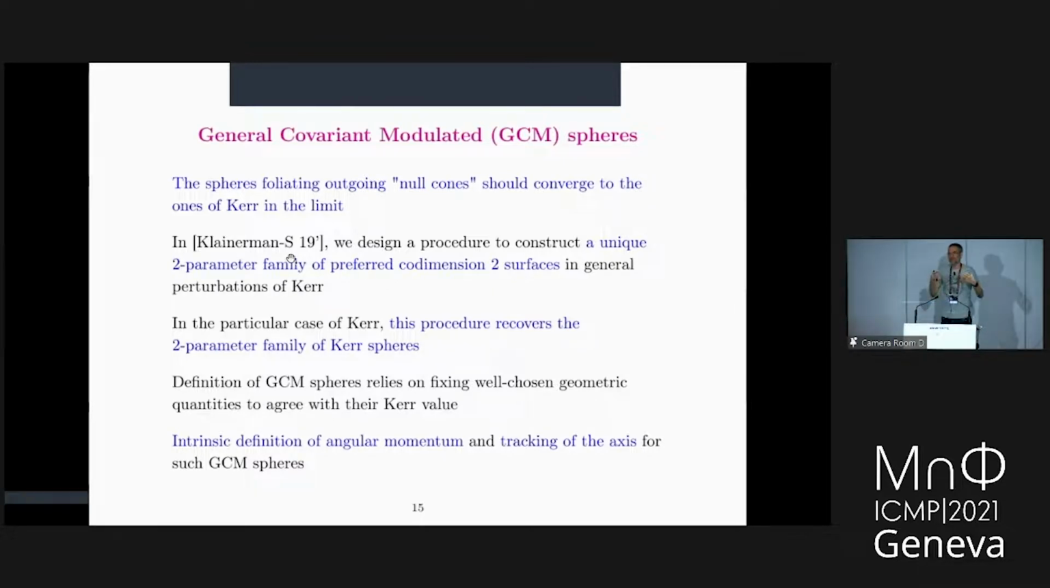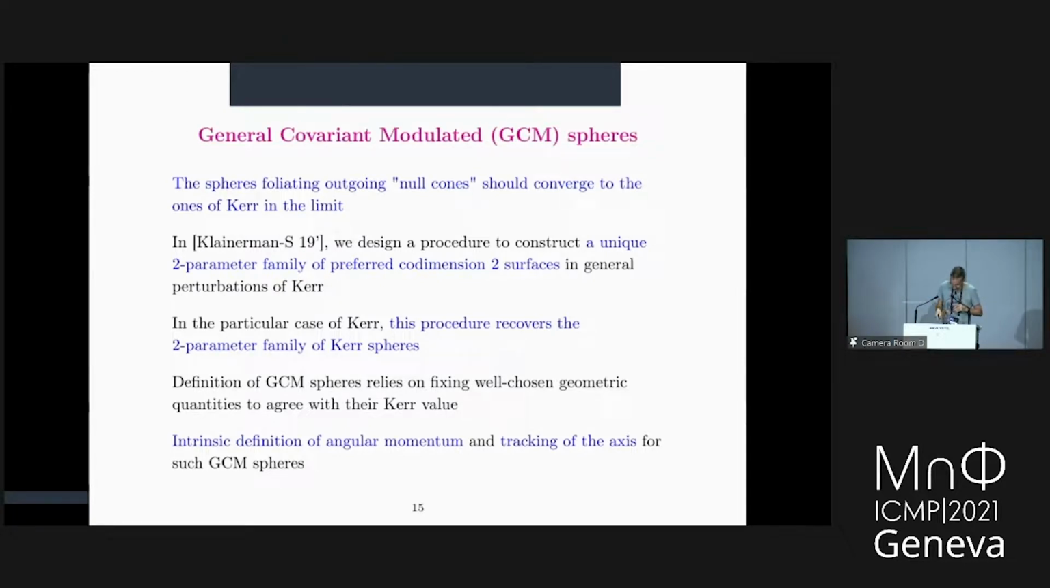I am in perturbation of Kerr. Of course, I lose the exact spheres of Kerr, but I want to find an analog of the two-parameter family of Kerr, parameterized by T and R. I want to find, in fact, for us, it's U and R, but that doesn't matter. I want to find the analog of these spheres. I want to recognize a special family of spheres in my perturbed spacetime.